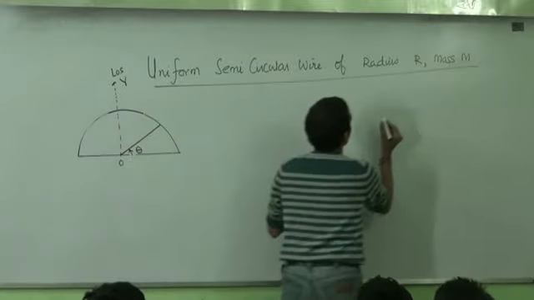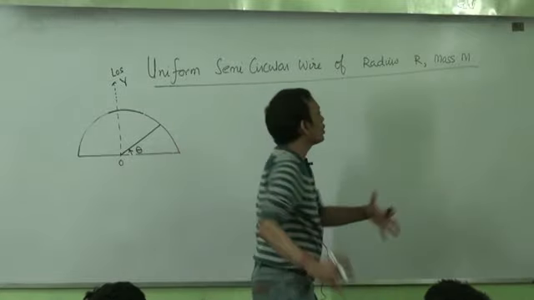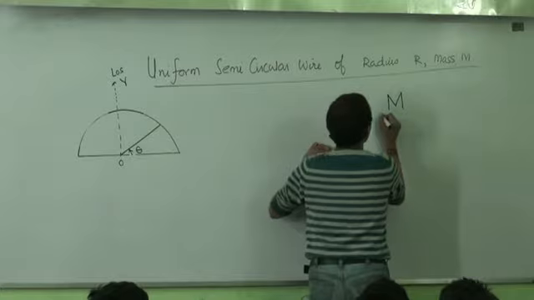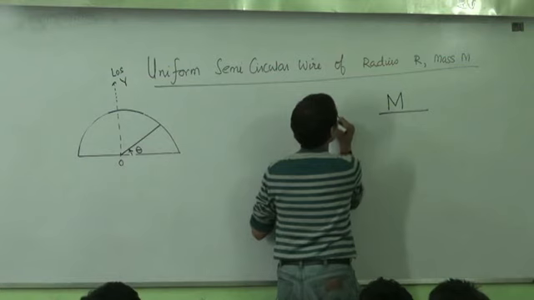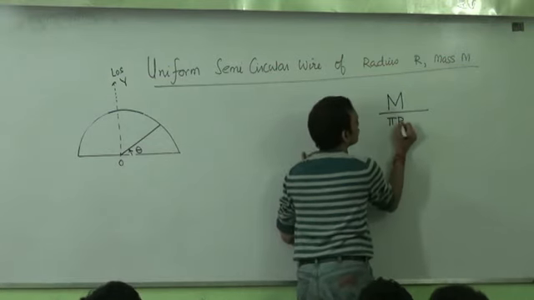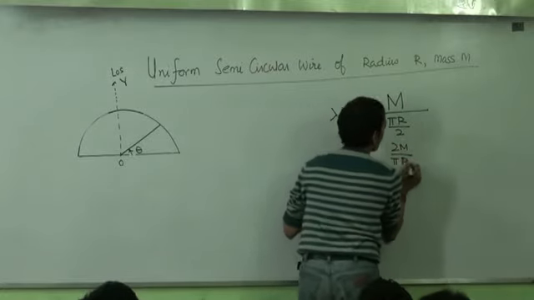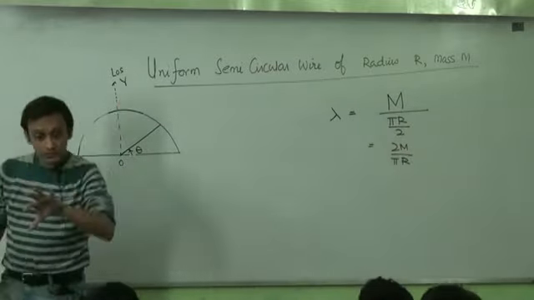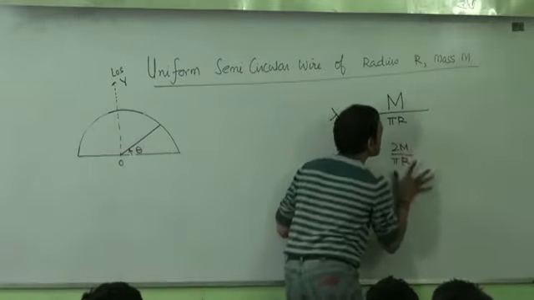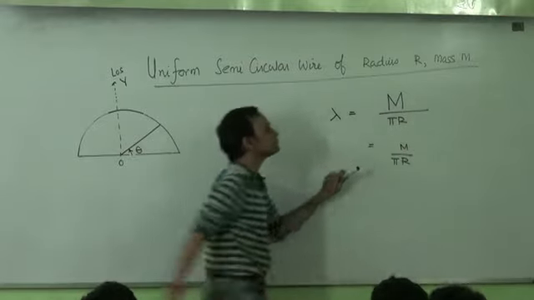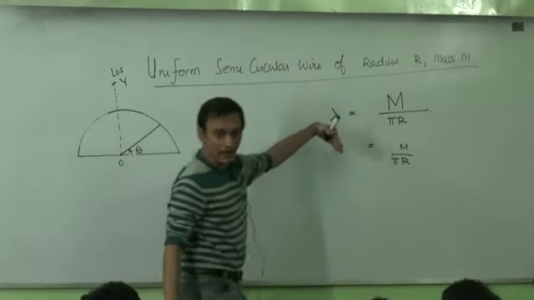One thing, there is mass distributed along a length, which is the circumference, right? What's the total mass? M. Distributed over what length? Half the circumference, that is pi r. So mass per unit length is m by pi r. I'm so sorry, earlier I said 2m by pi r, but it is m by pi r. So mass per unit length, m by pi r.